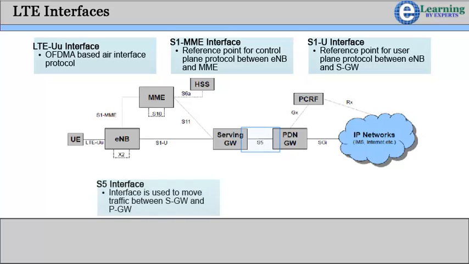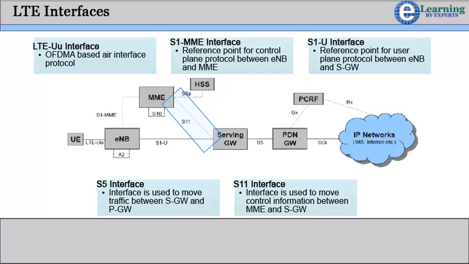S5. This reference point is found between the SGW and the PGW. This interface is used to move traffic between two gateways. S11. This reference point is found between the MME and the SGW. All control information between these two nodes is carried over this interface.